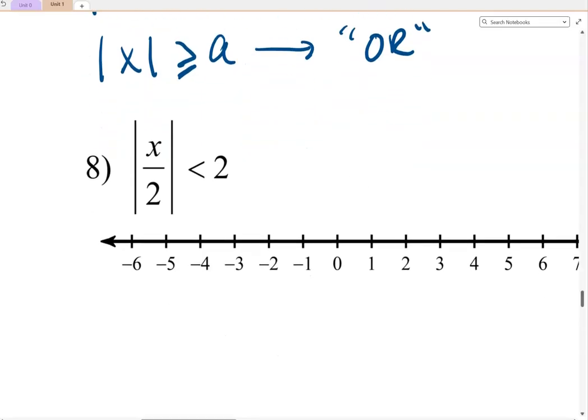So in an example like number 8, since we have this expression inside the absolute value bar less than 2, this becomes an and problem set. I'll fit it down here.